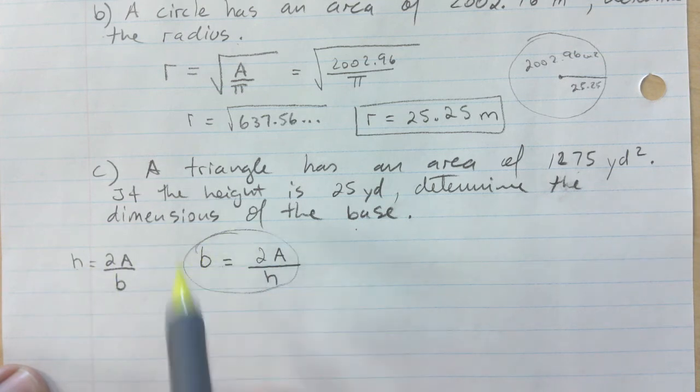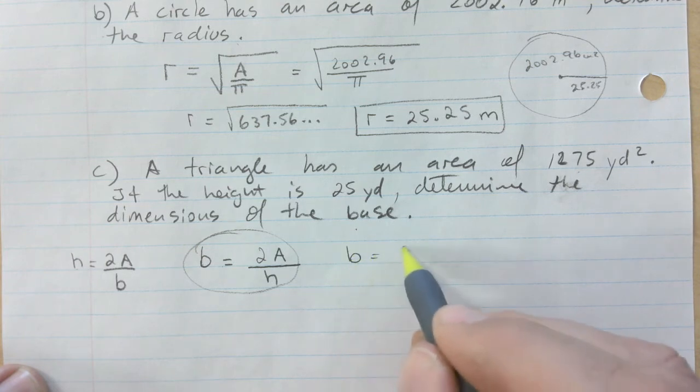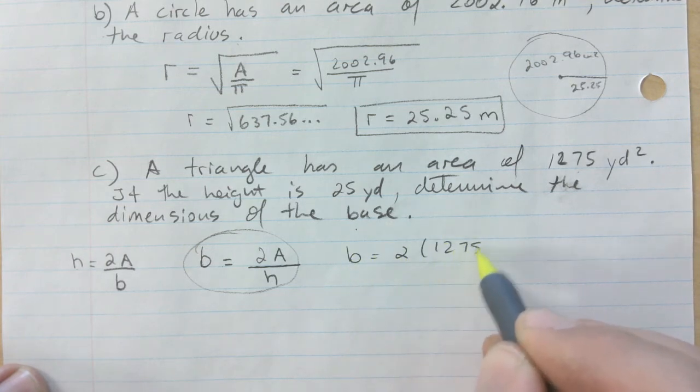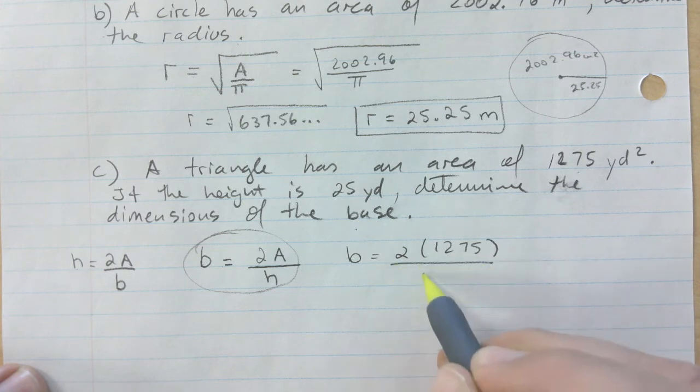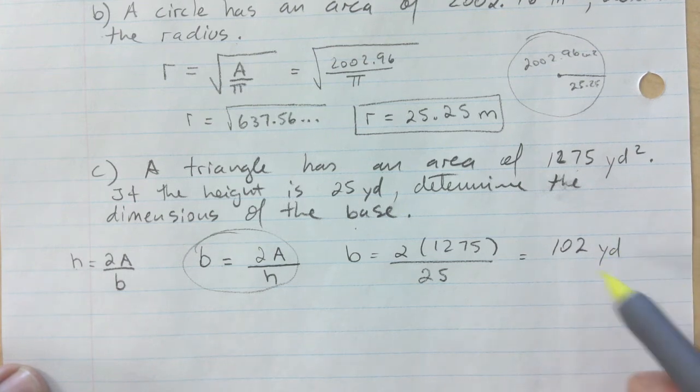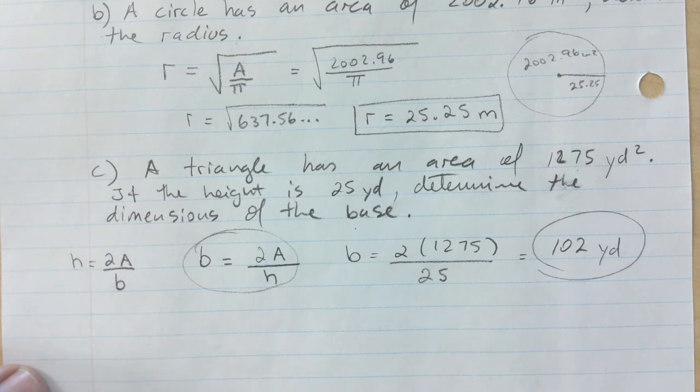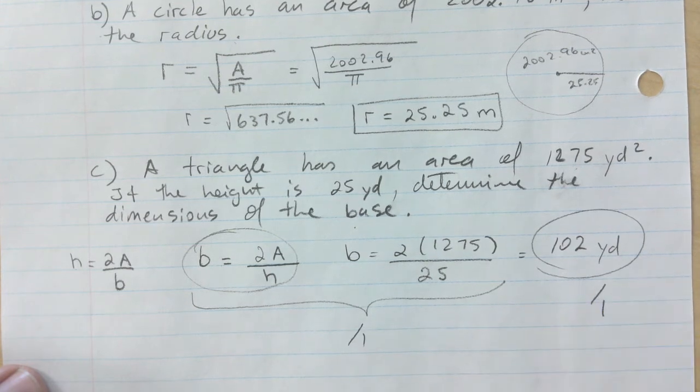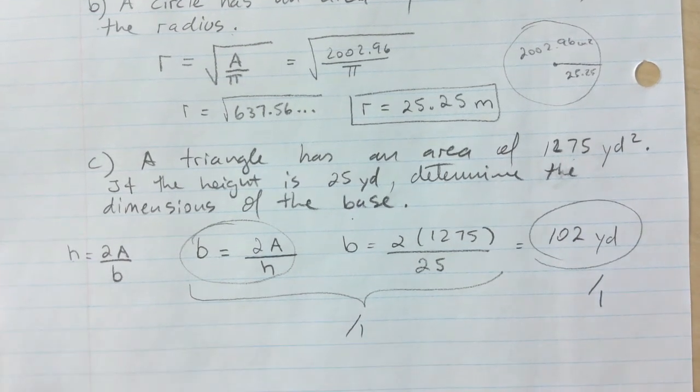Okay, so the base would be 2 times 1275 divided by 25, and it's 102 yards. So you get 1 mark for having the formula and plugging it in, and 1 mark for the final answer.